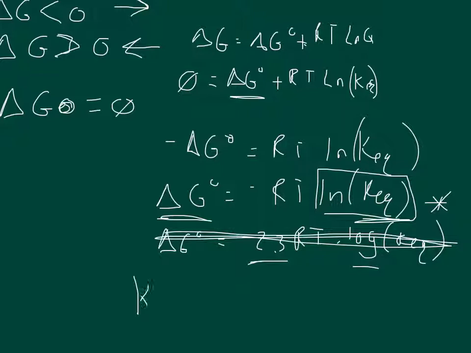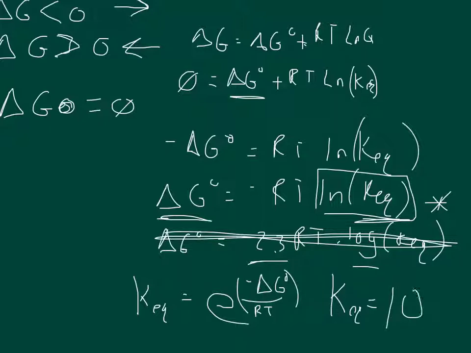So KEQ is equal to E raised to the power of negative delta G divided by RT. So this is all a power of E. So that's delta G standard state. Or if you like to use log base 10, then KEQ is equal to 10 to the negative delta G standard state divided by 2.3 RT. Now if you've never seen E before, you maybe skipped that day in your algebra class, E is equal to approximately 2.7.